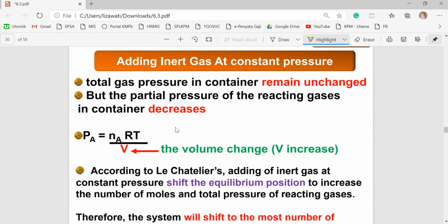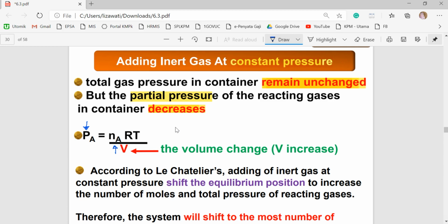Alright, next, the second change. If we add inert gas at constant pressure, what would happen? The total gas pressure remains unchanged, because the pressure is constant. But the partial pressure of the reactant gases decreases. Let's say the partial pressure of A will decrease. Therefore the volume will increase.